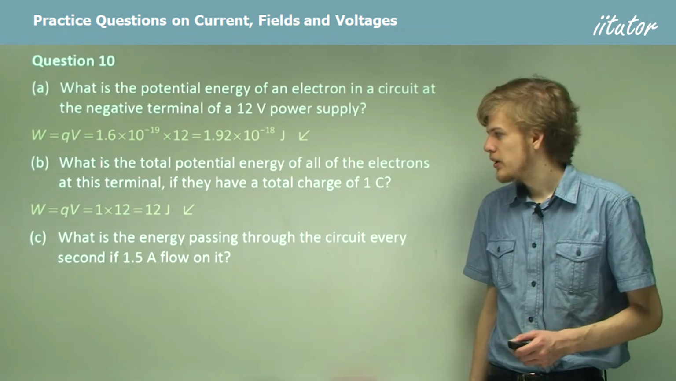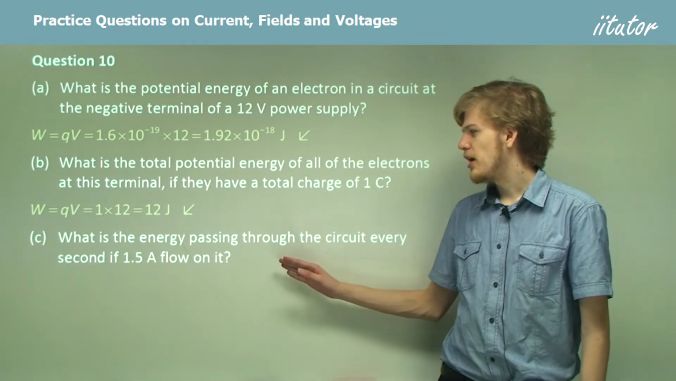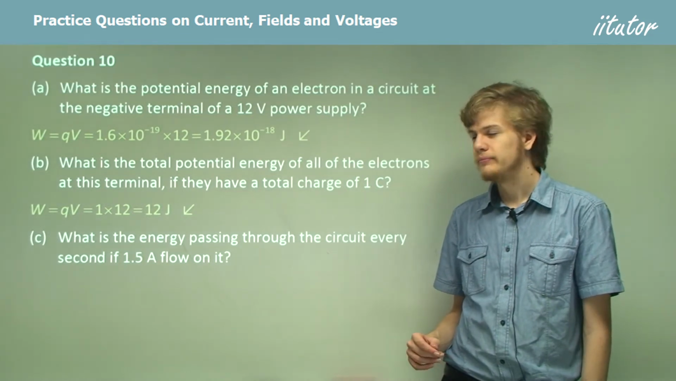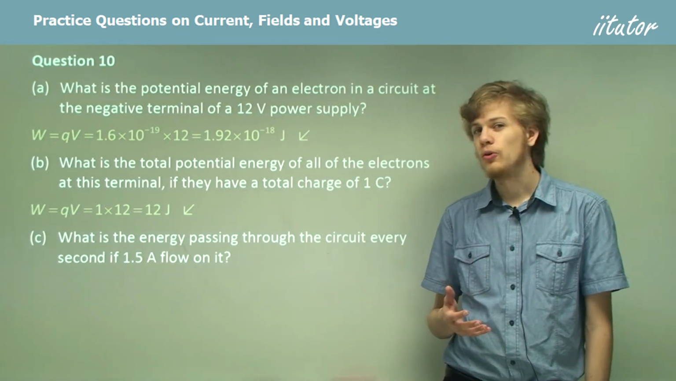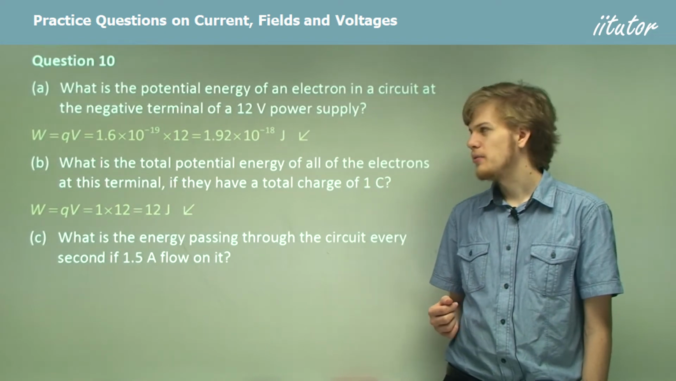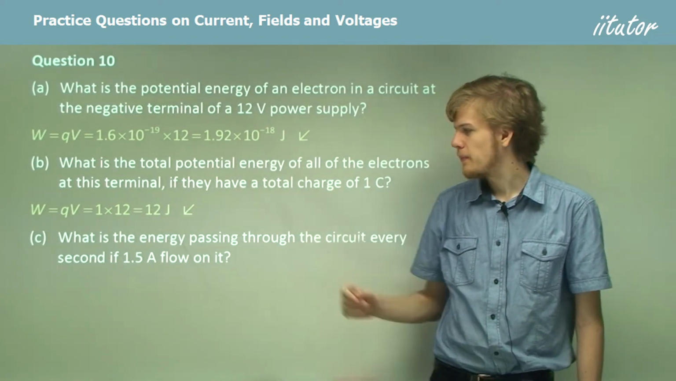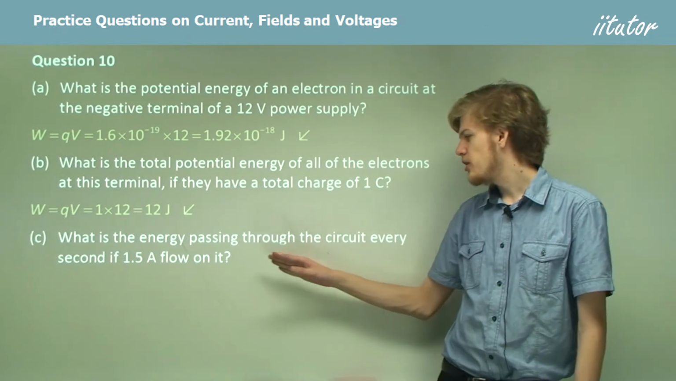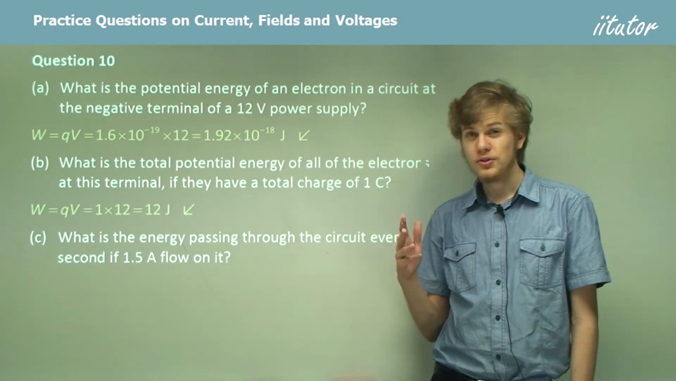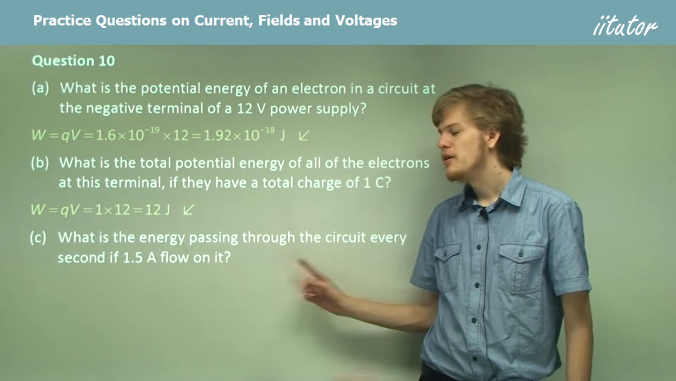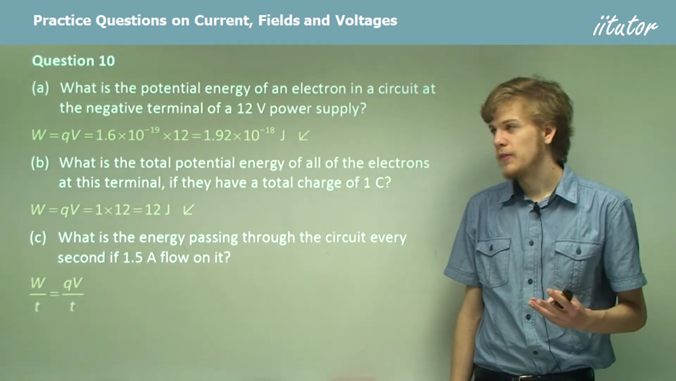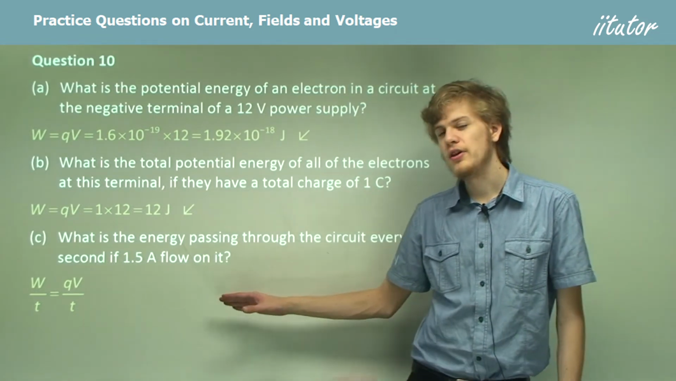Part C. What is the energy passing through the circuit every second if 1.5 amps flow through it? So can you figure out how we will solve this? Well, we're going to use something pretty similar to this top thing here, except that amps isn't a measure of charge. It's a measure of charge per time. But that's okay, because we're trying to find the energy per time as well. So the equation we use is something like this. We simply divide both sides of the equation by T.